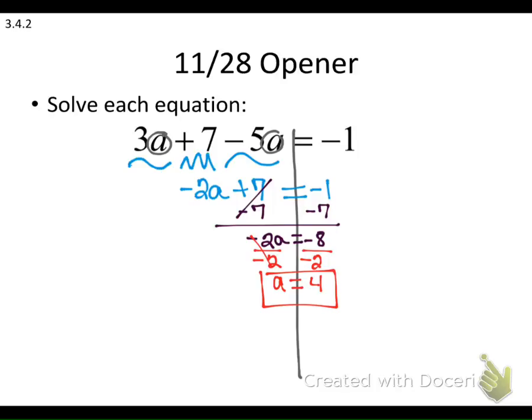Okay? So if you missed something, make sure you get it fixed. Any questions on that? The hardest thing I think that you guys are going to struggle with in these types of equations are your positives and your negatives. All right, let's take a look at the next equation.